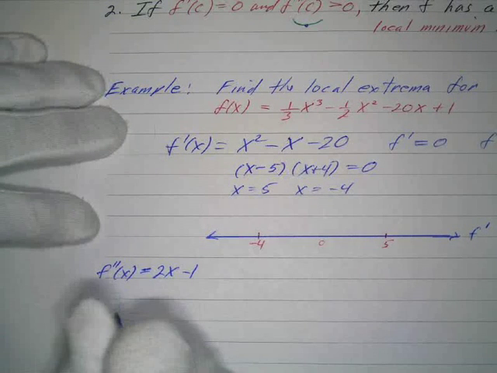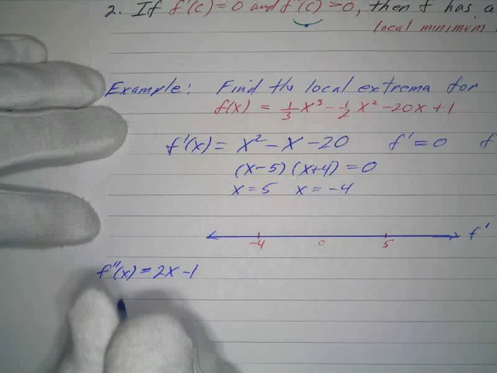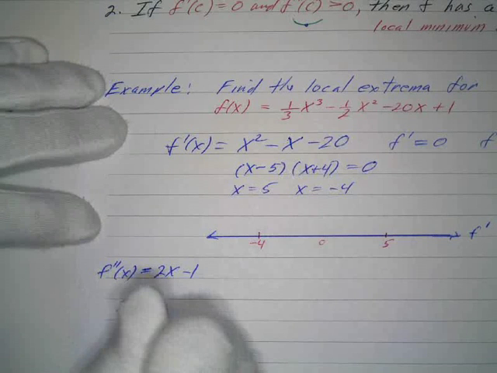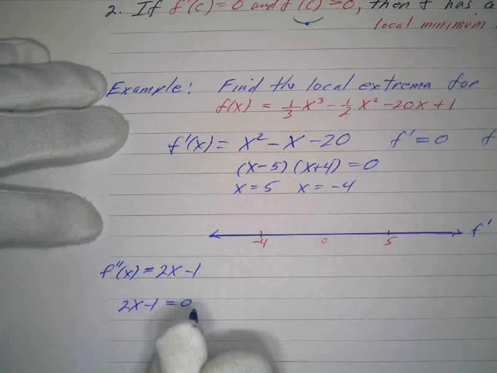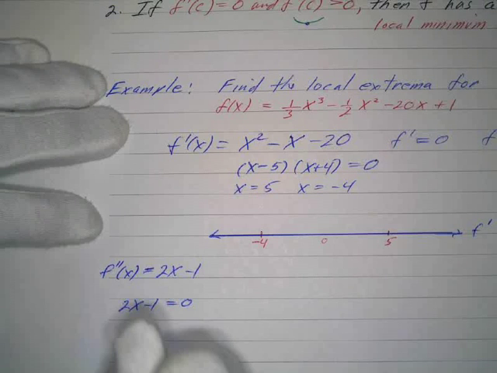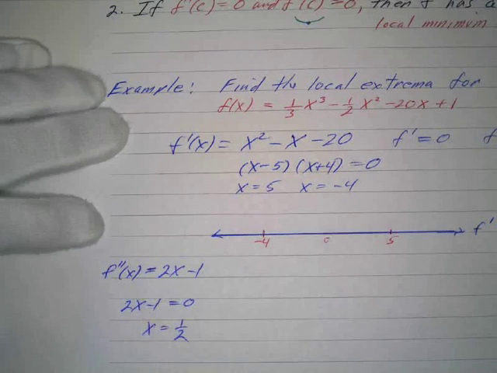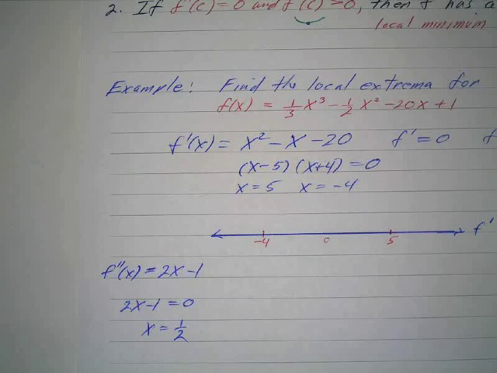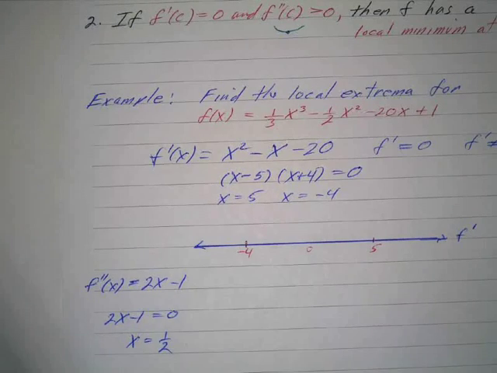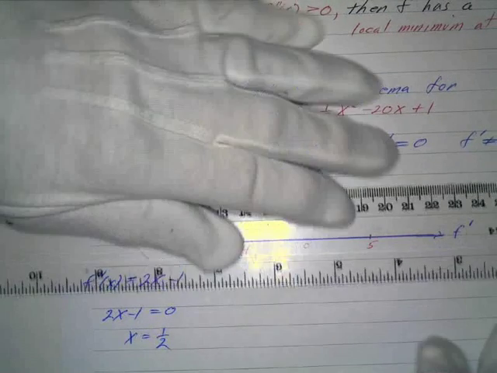So we can say 2x minus 1 equals 0. Therefore, if I add 1 to both sides and divide by 2, I get x equals 1/2. That's my point of inflection. So let's do our second derivative test. I'm going to do that right below the first derivative so you can see what's happening.